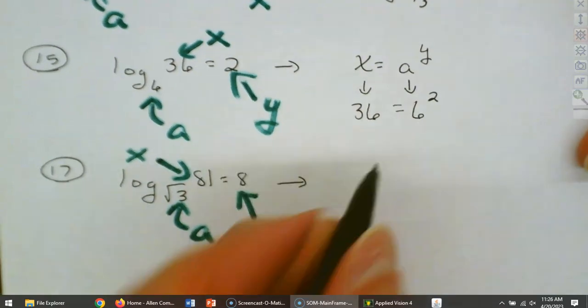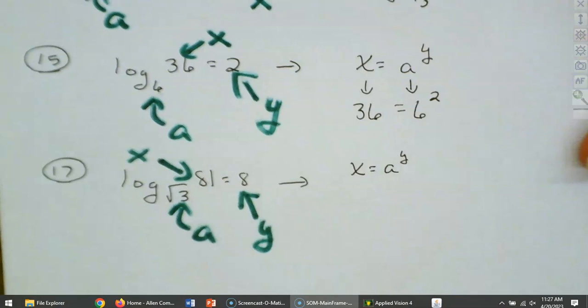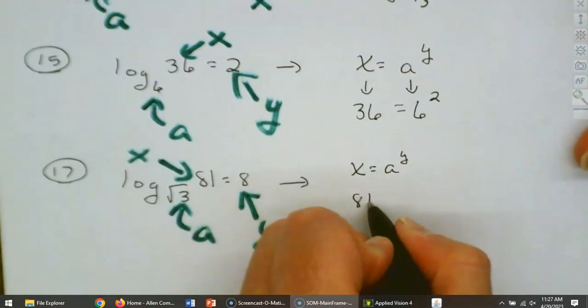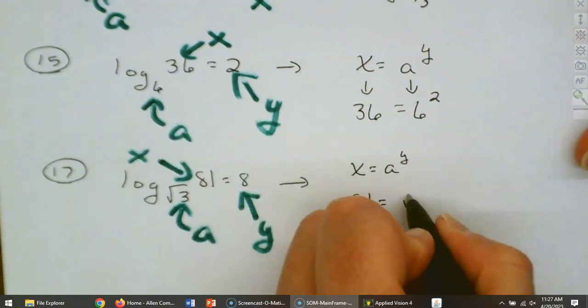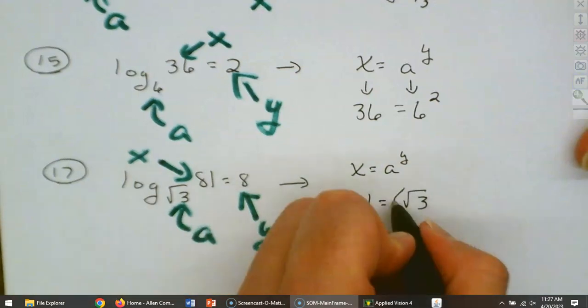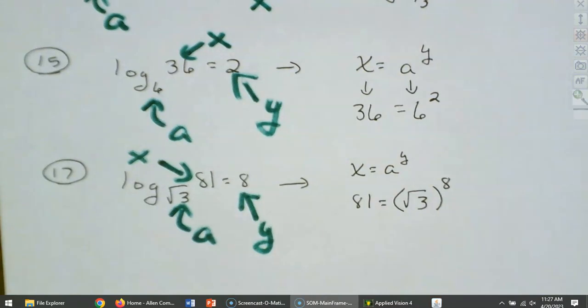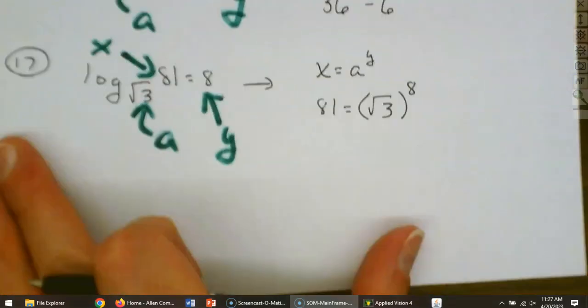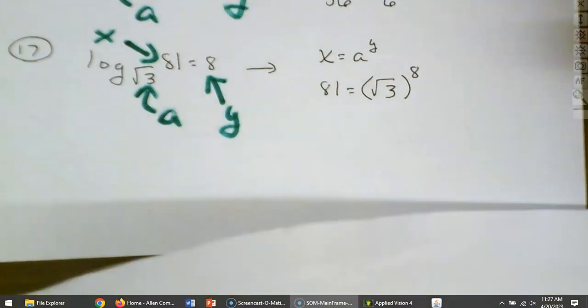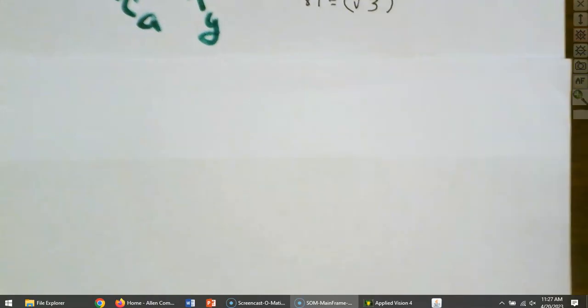So what does that convert into? Write up your formula if you need to. X equals a to the y power. So what would that convert into? Well, that would convert into 81 equals square root of 3 raised to the 8th power. Is everyone okay with how I converted those? So we just write up our formula and convert. That's all you have to remember is your formula. Now, we're going to be using this to help us solve some of these equations. We may have to take it from a logarithm to an exponential, or from an exponential to a logarithm so we can solve it. So convert it, and then use different algebraic techniques to solve.